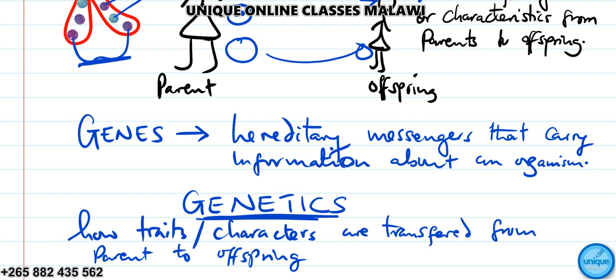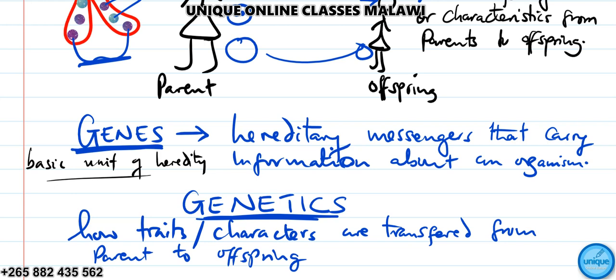So according to my dictionary, genes are defined as the basic unit of heredity. So basic unit of heredity is another definition of genes. So we can relate the terms genetics and heredity. But I think genetics is the study of heredity.